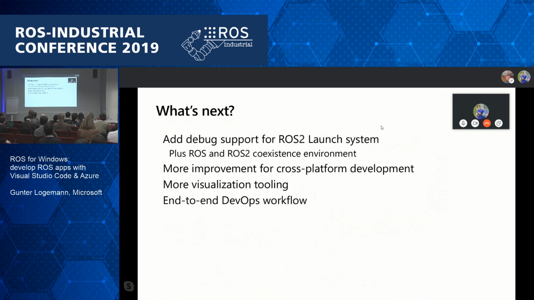And then, finally, and this is probably one of the most important things, we want to make sure that by using Windows or Linux, you can deploy, build and secure your robot in your DevOps workflow, and really make sure that you build a robot which is securely connected to the cloud, if it's connected to the cloud.